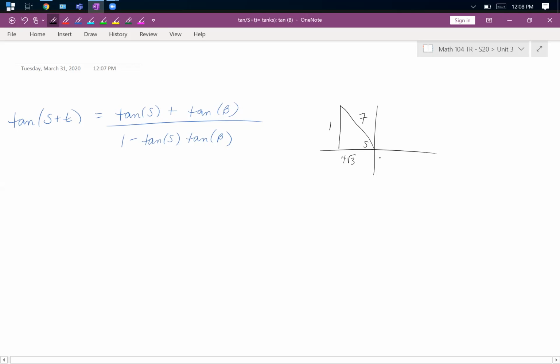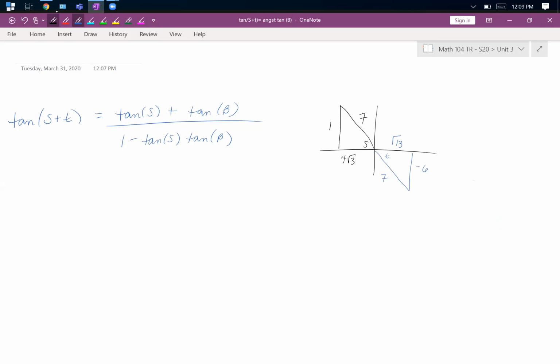And how about, sorry, what quadrant is angle T in? 4. So 49 minus 36 is square root of 13 over here.